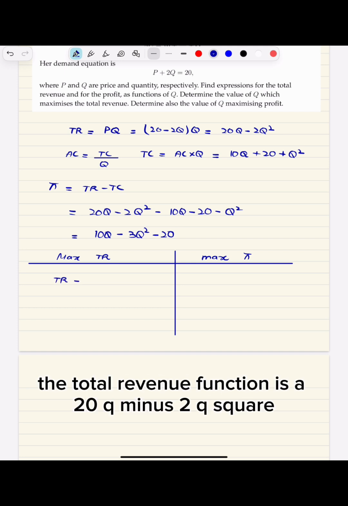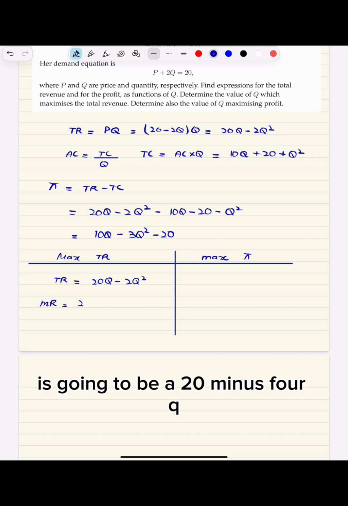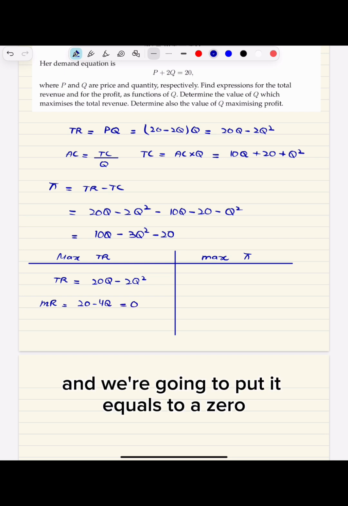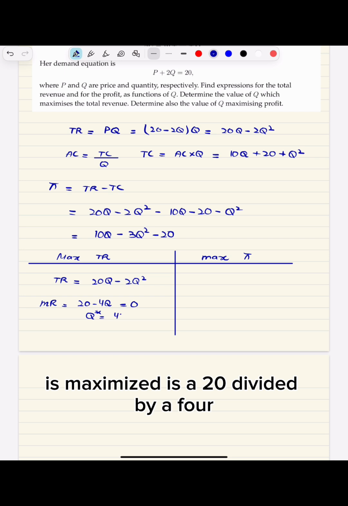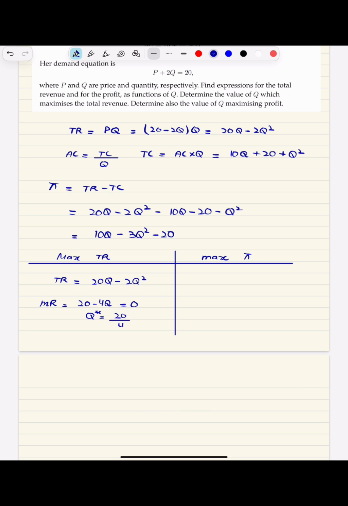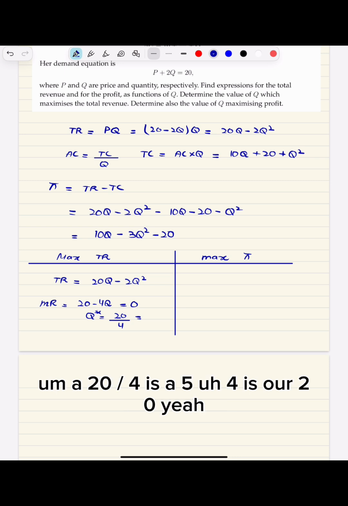So the total revenue function is 20q minus 2q square. So the derivative with respect to quantity is going to be 20 minus 4q, and we're going to put it equal to 0. So the quantity at which total revenue is maximized is 20 divided by 4. See, I was making a stupid error again. 20 divided by 4 is 5, 4 fives are 20, yeah.